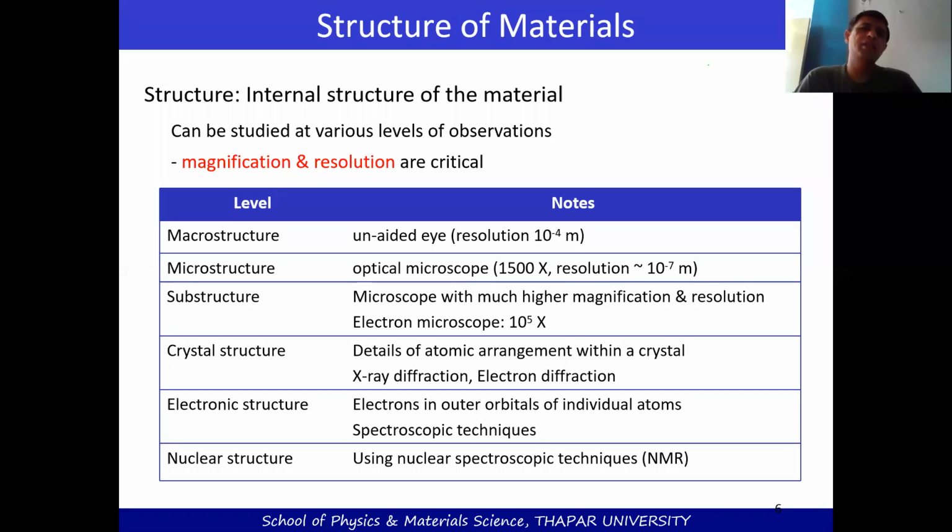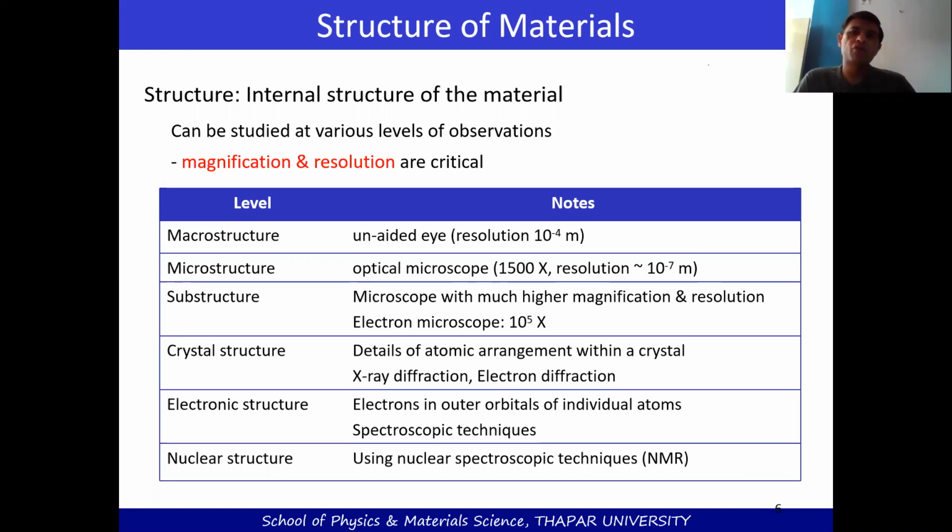The last in the level of structure is called the nuclear structure, where now you enter within the nucleus of the atom and you define the organization of the constituents of the nucleus, which are protons and neutrons. How can one get that information?